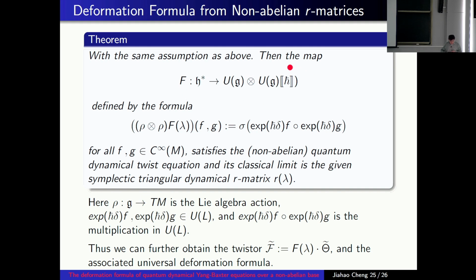And one can prove that if you begin with a classical symplectic dynamical R matrix, then F actually satisfies the non-abelian quantum dynamical twist equation. So in some sense, we directly construct the quantization of the symplectic dynamical R matrix R lambda by such formulae. This is our second main result. Once you have constructed this F lambda, you multiply with the capital theta tilde, then you get the twist kernel F of the desired quantum groupoid, a solution of the non-abelian quantum dynamical Yang-Baxter equation.